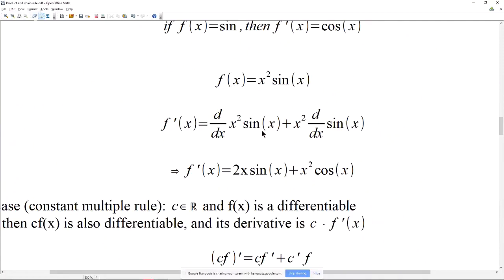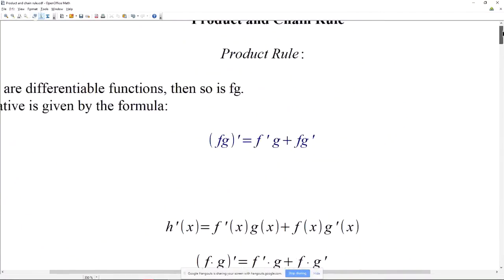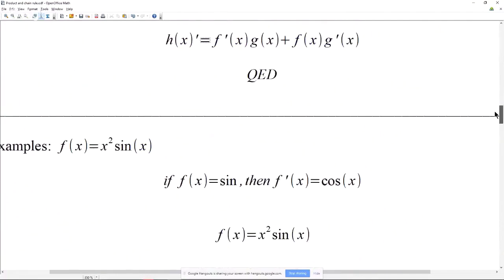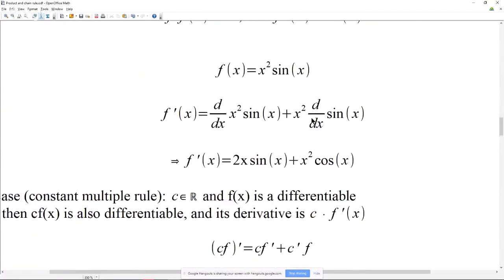This is the function, and it doesn't change, plus this function times the derivative of this, just like in the form given above. Back here, it's in that form. So now that I have it in the correct form for the product rule, let's do it. What's the derivative of x squared? 2x.